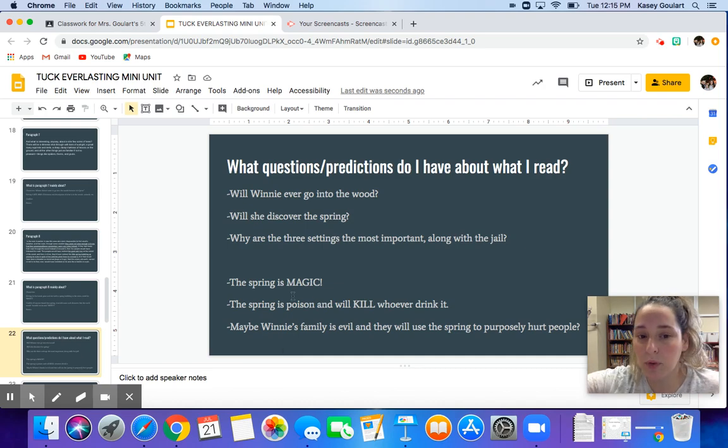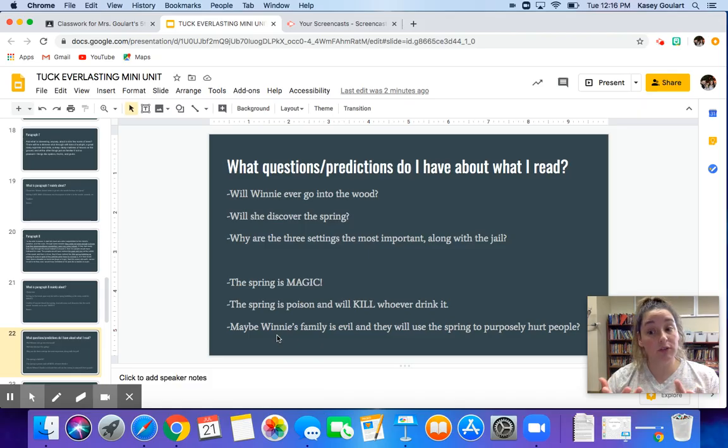And then lastly, for our predictions, some people think the spring's magic. That's a fair prediction for sure. Some people think the spring is poison and will kill whoever drinks it. That one goes along with the word disaster because it says it's going to be disastrous if people find it. That could be true. Maybe Winnie's family's evil and they'll actually find the spring and purposely hurt people with it. I get that a lot. Some of my previous students have even said maybe there's something underneath the tree or down to the core of the earth, coming from that weird paragraph 5 that kind of didn't seem to fit, really talking about how can you own land and how far does the ownership go. Maybe there's something at the core of the earth that comes from the spring. We don't know. But those are all pretty fair predictions and questions based on what we read.